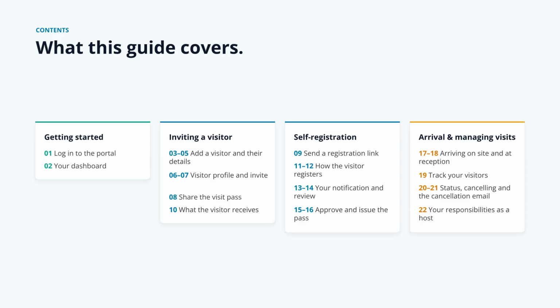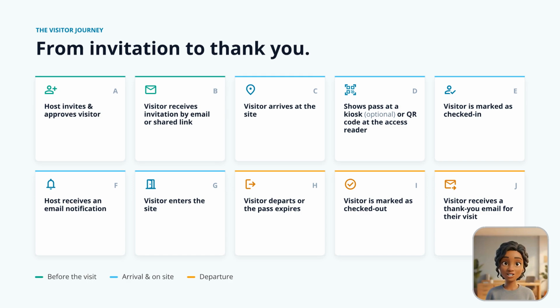This guide is structured into 4 key areas: getting started with the portal, inviting visitors, managing self-registration for your guests, and tracking the arrival and departure process on site. The visitor journey is straightforward. You invite and approve. The visitor receives the details, arrives at your site, checks in at a kiosk or reader, and eventually departs with a final thank you email.